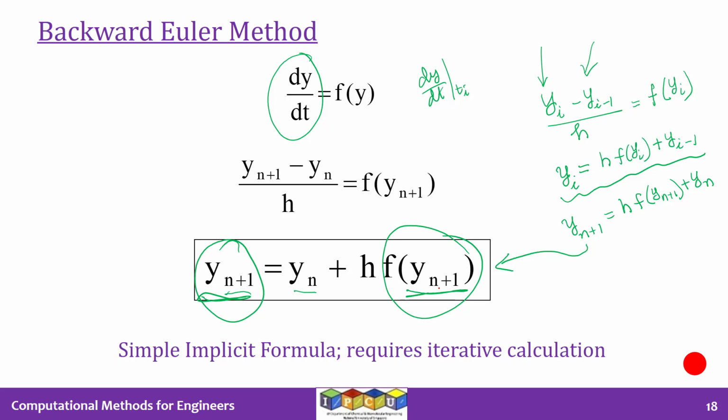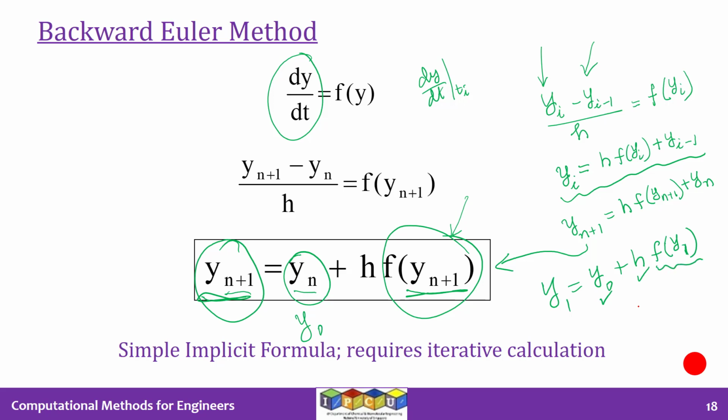So I have to guess a value for yn plus 1, the unknown variable. So this is known, this is given to us. Let's say y0 is given to us. We are trying to find out y1, the value of y at x is equal to x1 or at t is equal to t1. So y1 is going to be equal to y0 plus h times f of y1. So what is y1? We do not know. We know y0, we know h, and we know the function form for f.